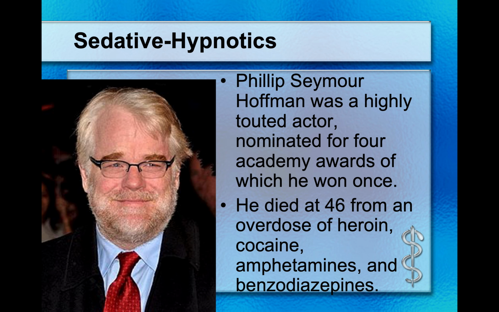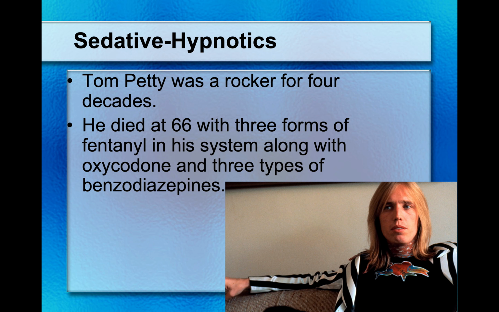Philip Seymour Hoffman was a highly touted actor nominated for 4 Academy Awards, of which he won once. He died at 46 from an overdose of heroin, cocaine, amphetamines, and benzodiazepines in his system. He died with the heroin needle in his arm.